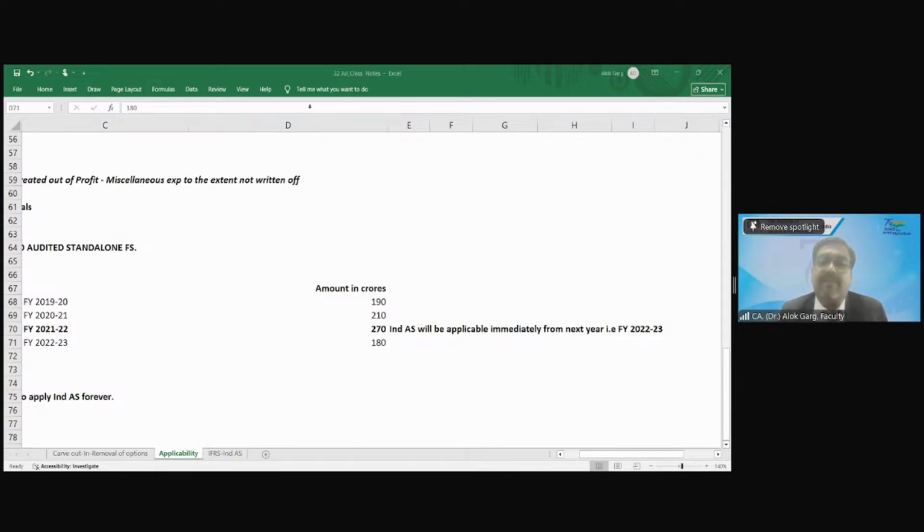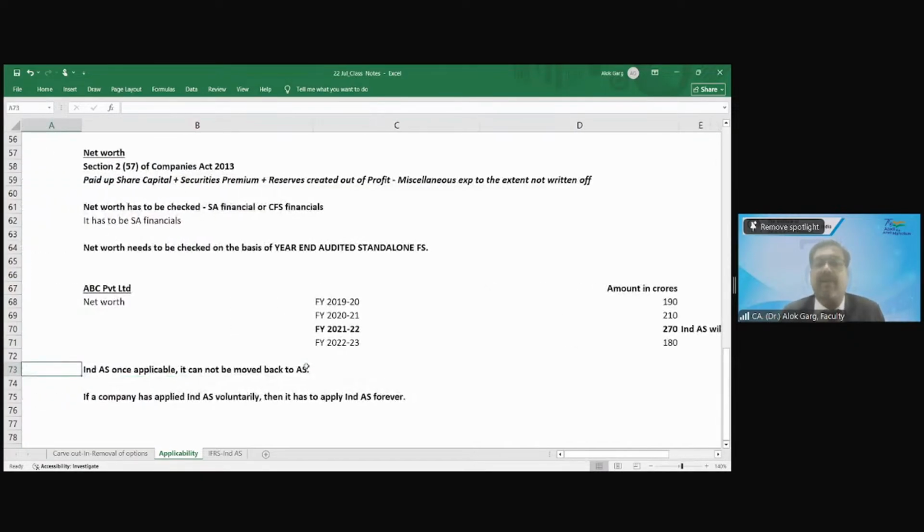180 crores. Tell me, can this company go back to accounting standard because the net worth has eroded? Answer is no. Ind AS once applicable, it will always be applicable. It is an irrevocable option. Ind AS once applicable, it cannot be moved back to accounting standard. If a company has applied Ind AS voluntarily, then it has to apply Ind AS forever. Ind AS will be applicable always.